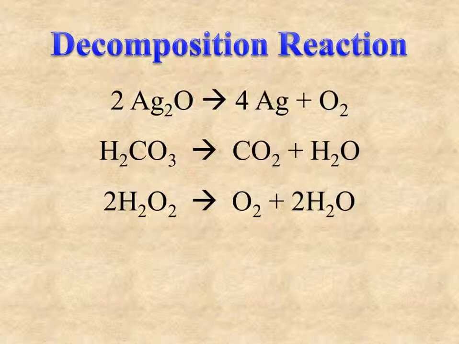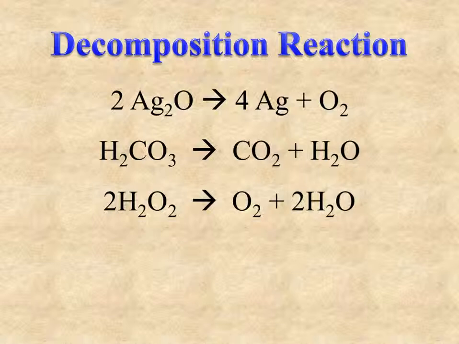For a decomposition reaction, our second type, to decompose means to break down. So in a decomposition reaction, we start with one reactant, and that reactant breaks down into simpler components, multiple products. And so what we have here, you can see the decomposition of silver oxide breaks down into its component elements, the metal and oxygen. This is a similar reaction to how oxygen was actually discovered. Mercuric oxide is how oxygen gas was discovered.